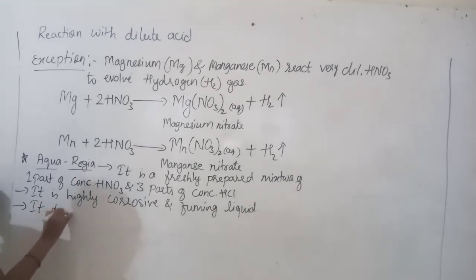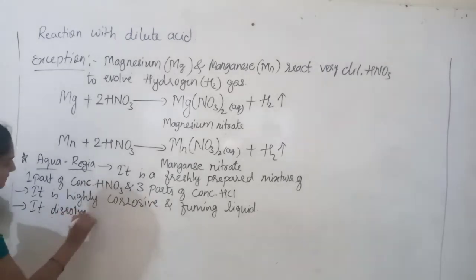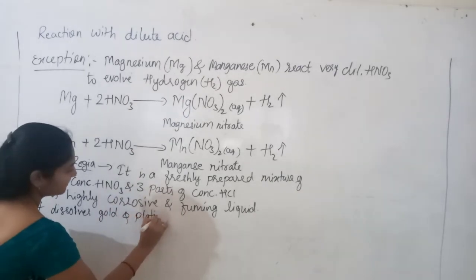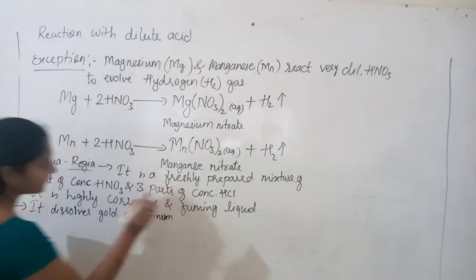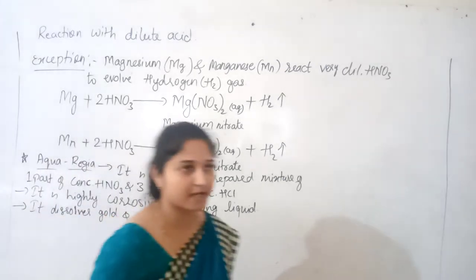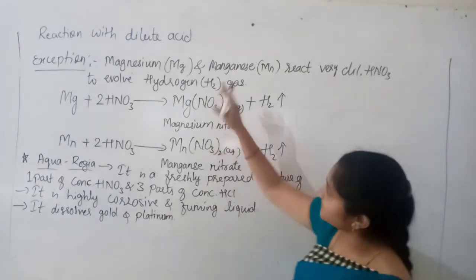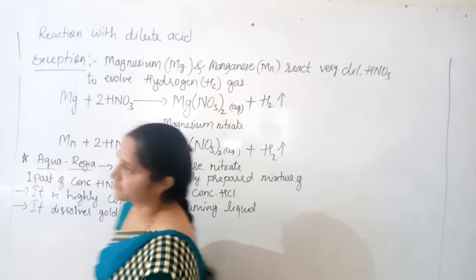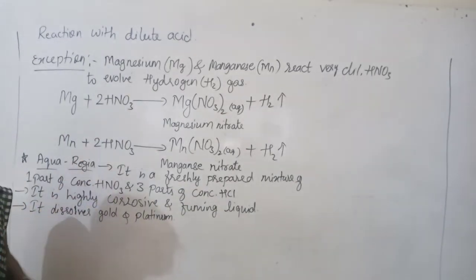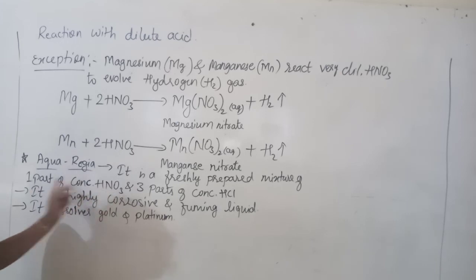It dissolves gold and platinum. Okay, it dissolves gold and platinum. We know that gold and platinum do not react with any single acid, hydrochloric acid or sulfuric acid, but they will react when hydrochloric acid and nitric acid are mixed.